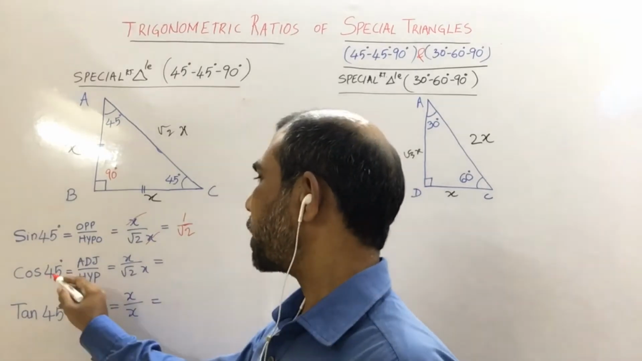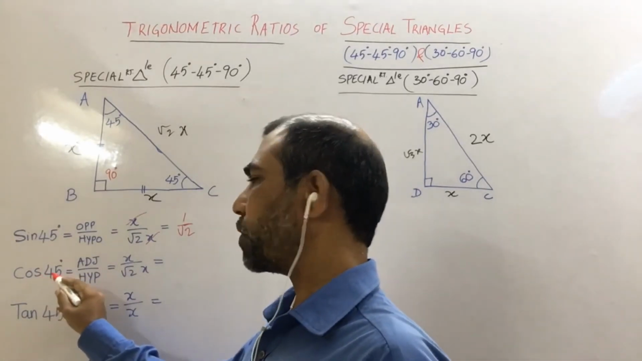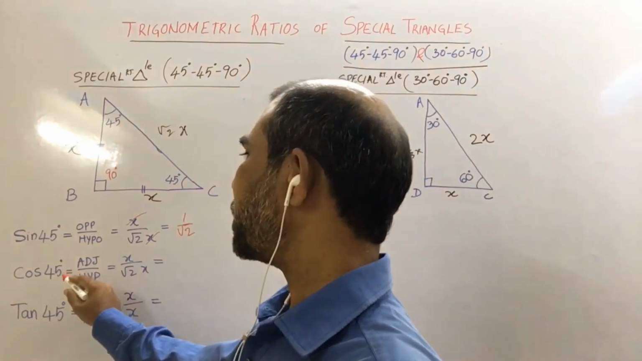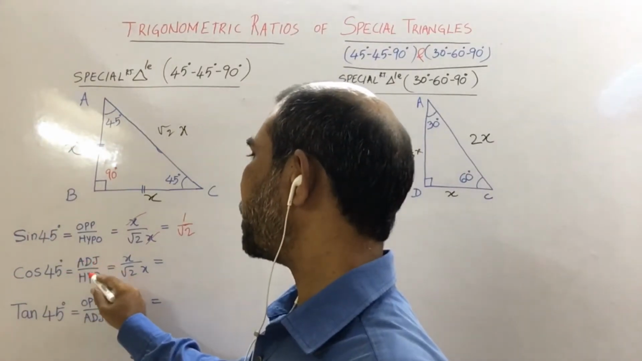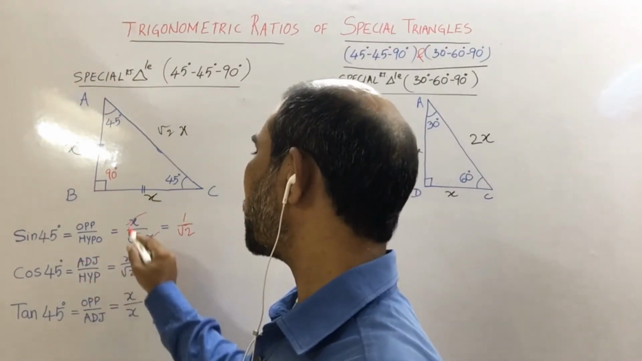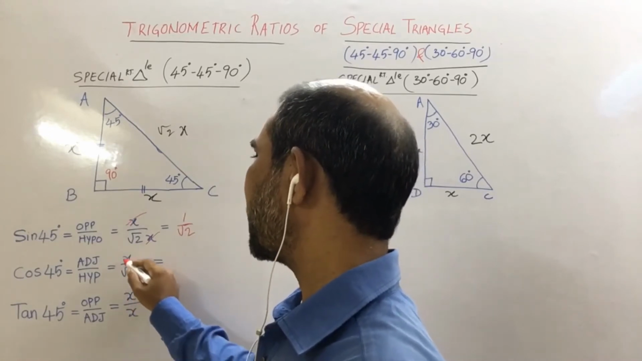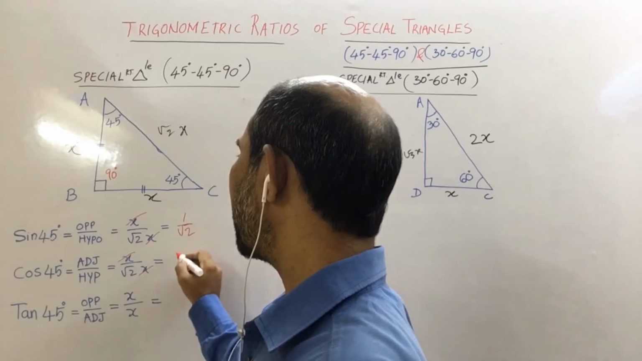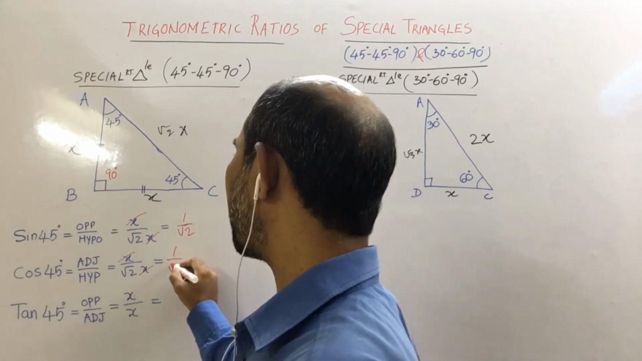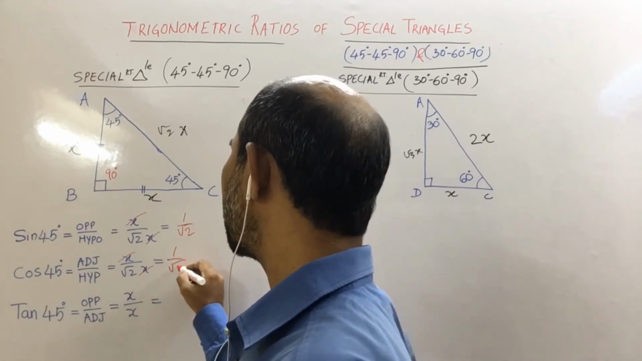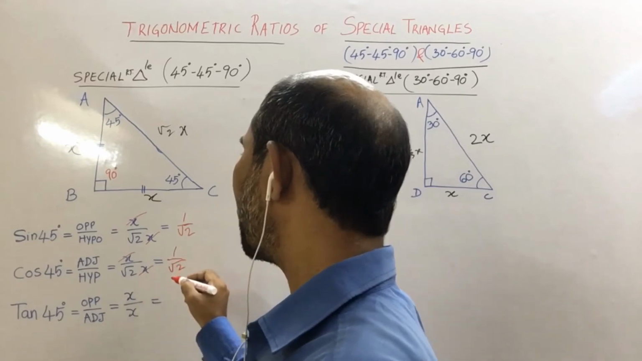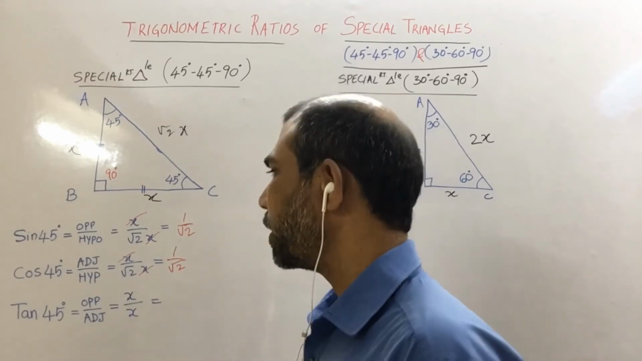Similarly, you can calculate the value of cos 45. Cos 45 basic definition, adjacent to 45 over hypotenuse. Adjacent to 45 is x, hypotenuse is square root 2x. X gets cancelled, then you will get the value of cos 45 as 1 over square root 2.